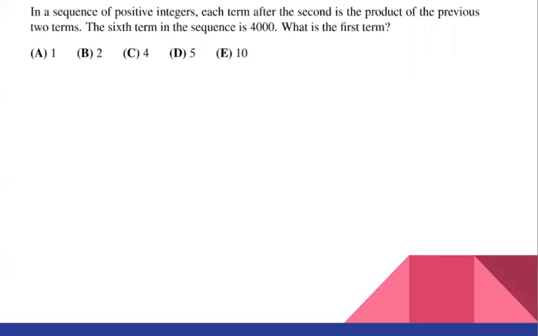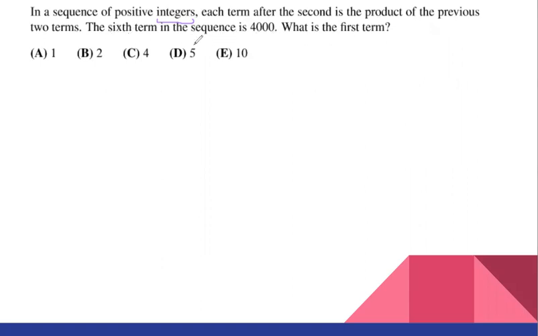Hello everyone. This is another video about an AMC 8 problem. This was number 22. We have a sequence of positive integers, and each term after the second is the product of the previous two terms. The sixth term is given as 4,000. What is the first term?